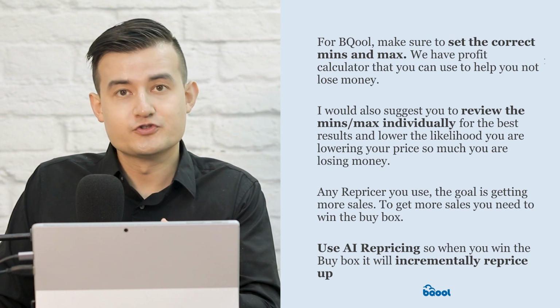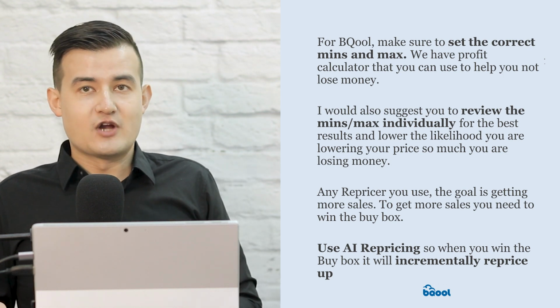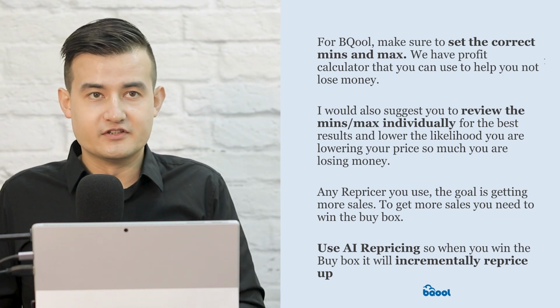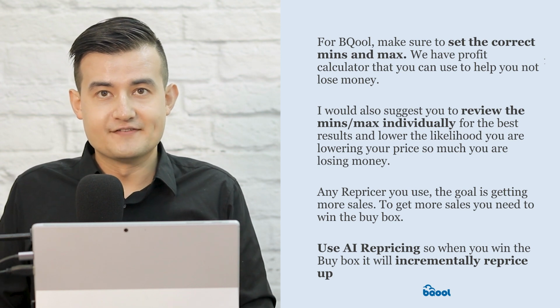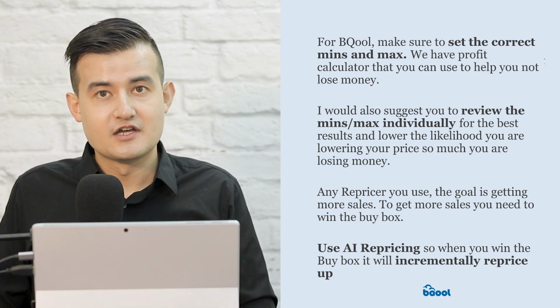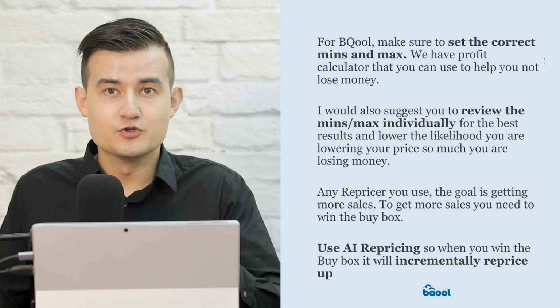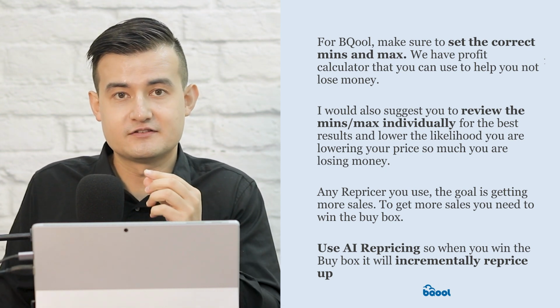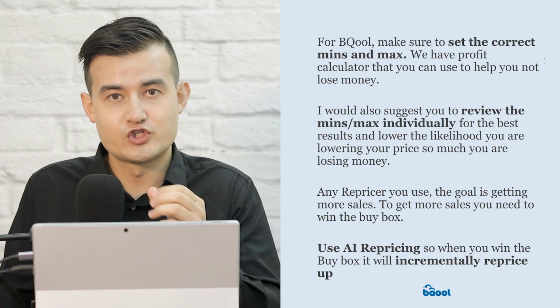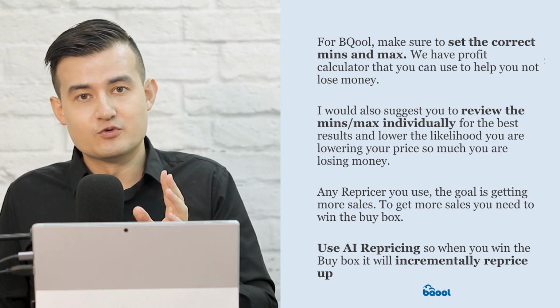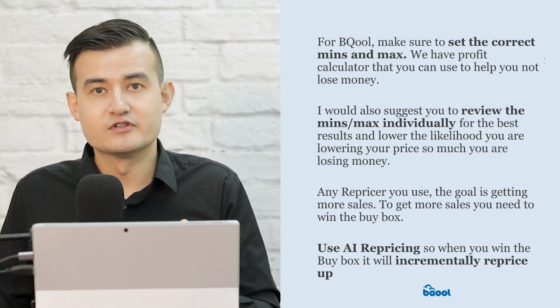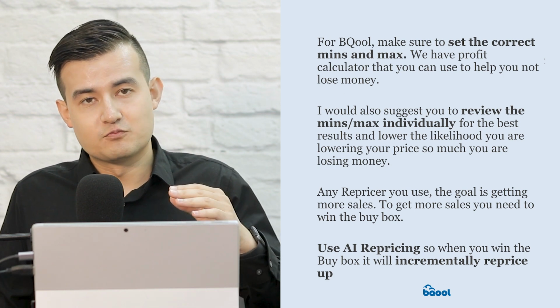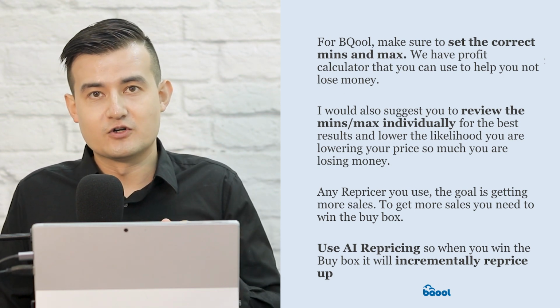So the answer for that is, how do you avoid selling at a loss? You definitely set the correct mins and max. That's the first thing you do. You review the mins and max individually. So when you're pulling it in, if you set a certain percentage, it's good to check again. You could also review the repricing rules, which I'm going to cover later, to avoid your product going back to the max or going to the min.